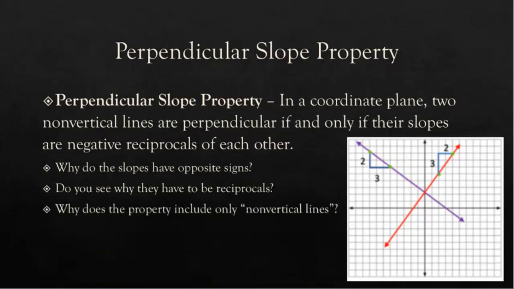And why does the property include only non-vertical lines? Well, what's the slope of a vertical line? What's the slope when you have one right here? The slope is undefined. So we couldn't say what the negative reciprocal is because this slope is undefined. So that's why we talk about it being only non-vertical lines. If it was exactly vertical, we wouldn't have a slope. So we couldn't say that the slopes were negative reciprocals.